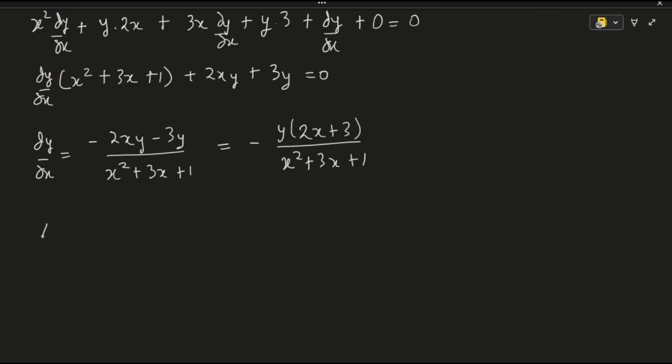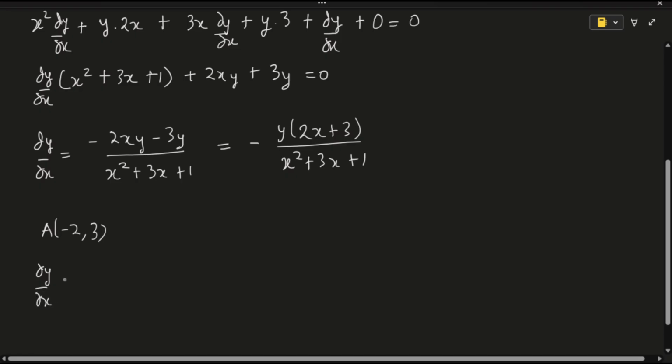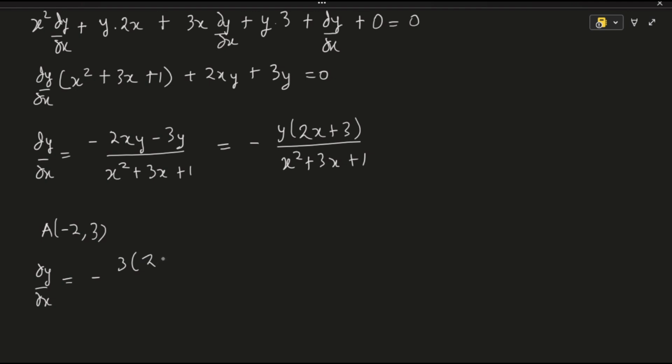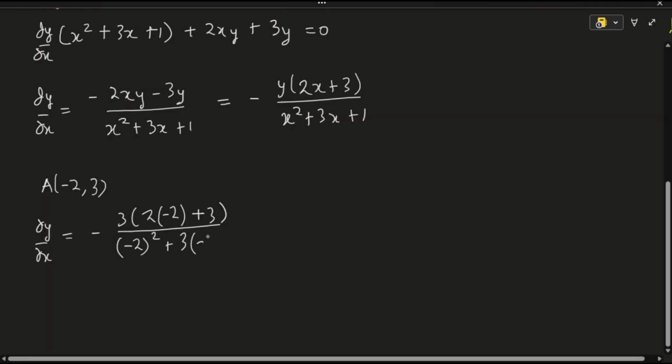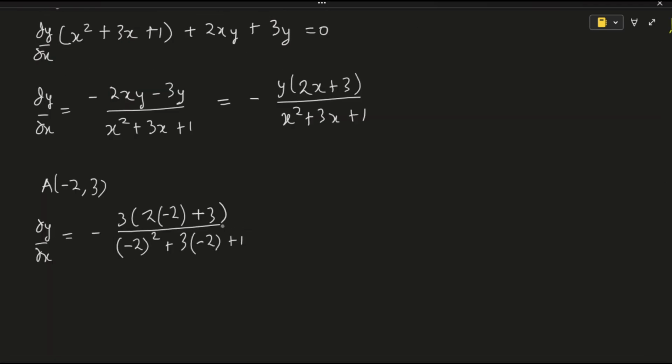So let's substitute the values of x and y in this to determine the gradient of the function. So at the point A, dy dx is equal to y is 3, that is 2, -2 squared, so we're going to have, so here is 4, -6 plus 1, so we're going to get -1. So at this point, the gradient is -3.